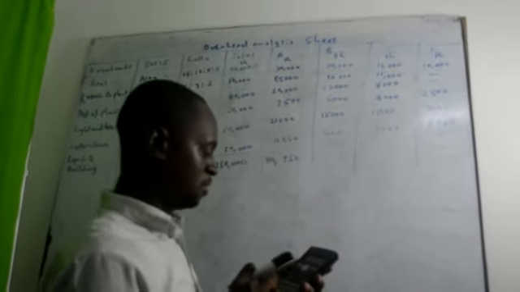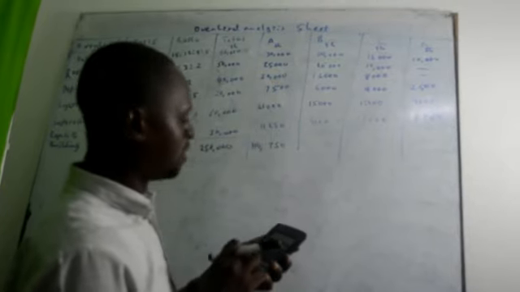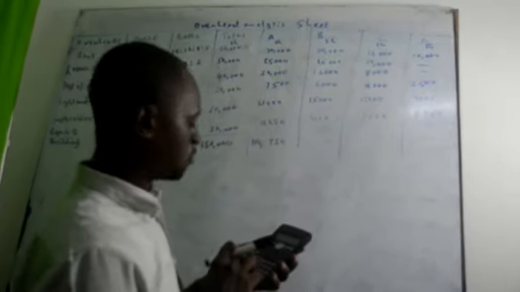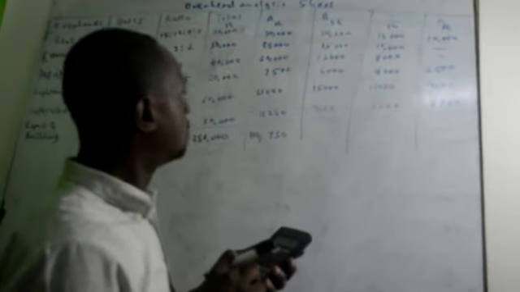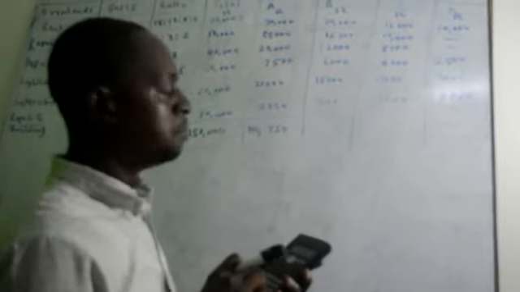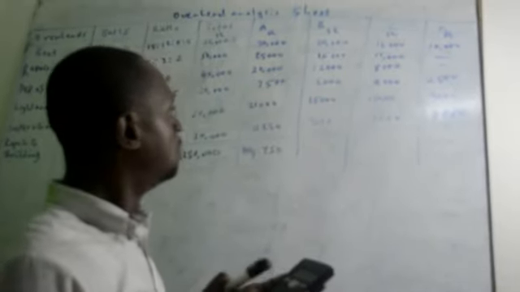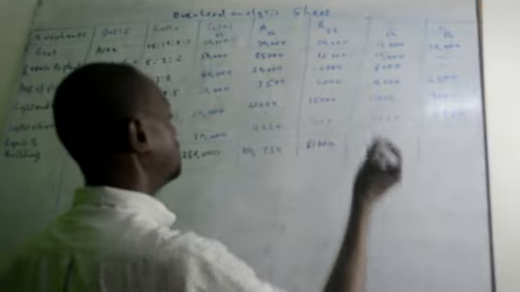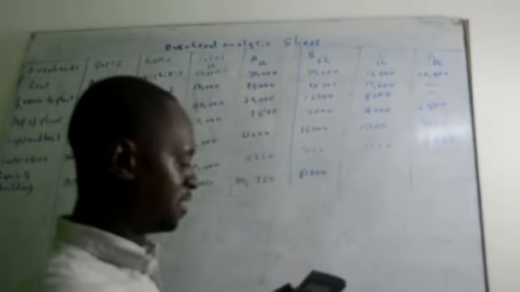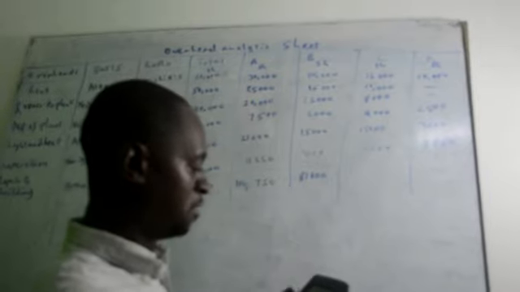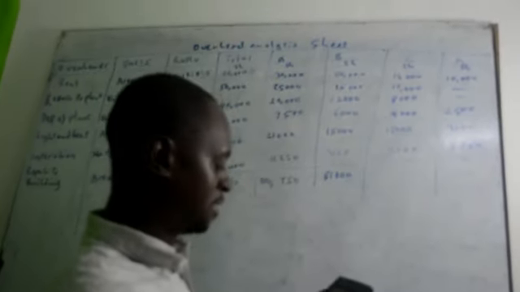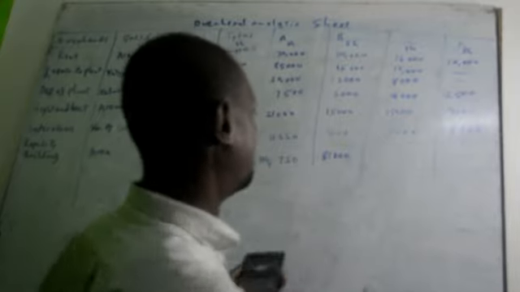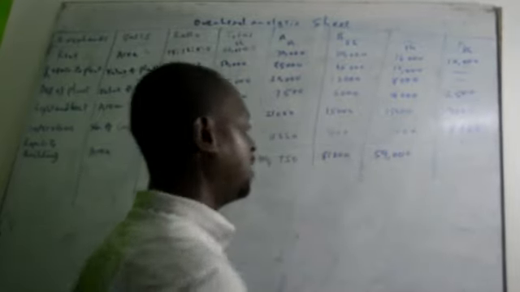Next we have department B. We have 24,000 plus 15,000 plus 12,000 plus 6,000 plus 15,000 plus 9,000. So that gives us 81,000. Next we have 16,000, then 10,000 plus 8,000 plus 4,000 plus 15,000 plus 6,000. That gives us 59,000.